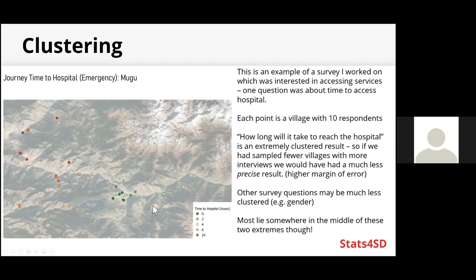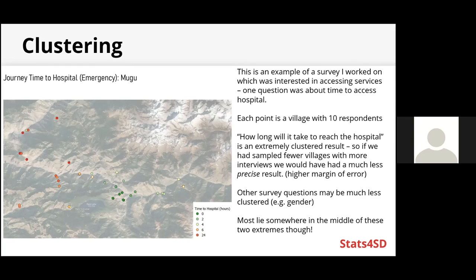If our question was something different, like, okay, what is the gender of the head of the household, or something like this, which would have a much lower difference from village to village, then this issue is not so important at all. And I think most examples that we will come across are somewhere in the middle of those two extremes, where there will probably be some impact on the location, but it's not to the extent of the question here, like how long will it take you to reach a hospital when there is only one hospital? Something like yield, for example, you'd expect different villages to have slightly different average yields, but it's not going to be as hugely different as this particular example.